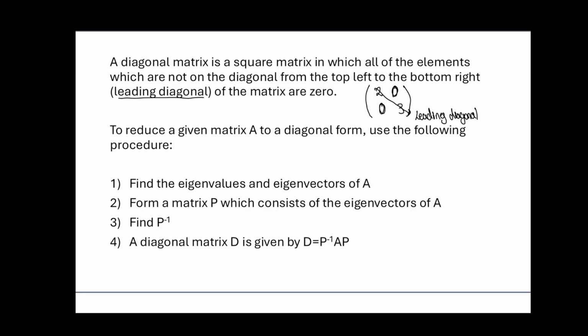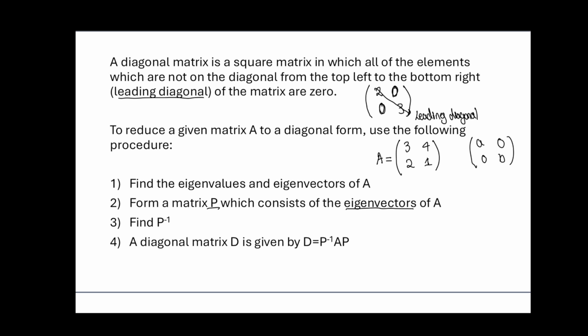To reduce a given matrix A to a diagonal form, so let's say we had the matrix 3, 4, 2, 1, and we wanted to change this matrix so it looked something like this, we would have to find the eigenvalues and eigenvectors of this matrix A, which we just found out how to do, and form a matrix P, which consists of the eigenvectors of A, find the inverse of P, and then the diagonal matrix D is given by the inverse of P multiplied by A multiplied by P.